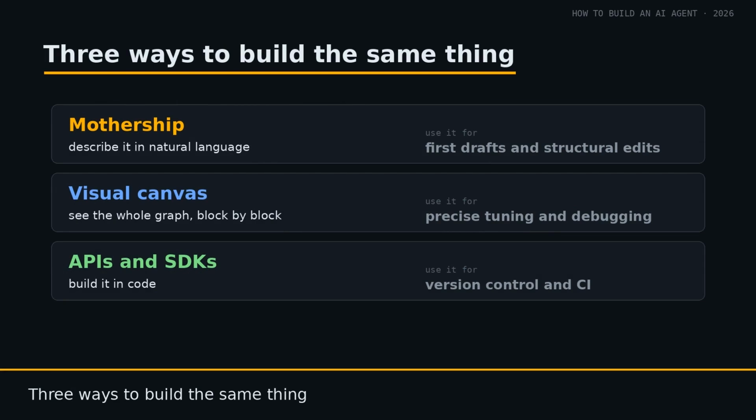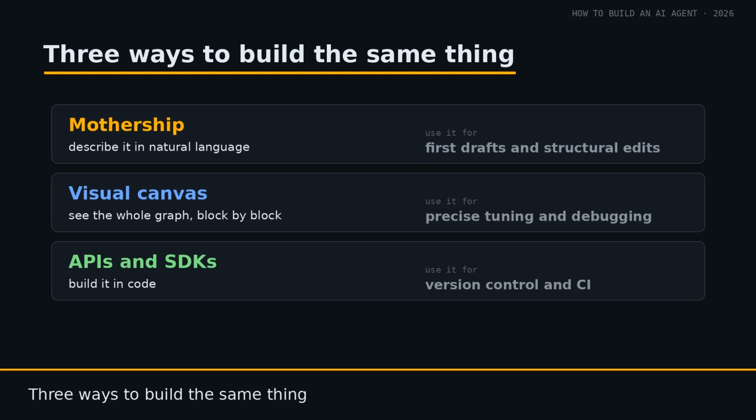Now, 3 ways to build the same thing. SIM gives you 3 build surfaces, and they're for different situations. Mothership is a natural language control plane. You describe what you want, and it builds, edits, and connects workspace resources. The workflow, the blocks, the connections. Use it for the first draft and for structural edits, because describing a 5-block change is faster than clicking it.